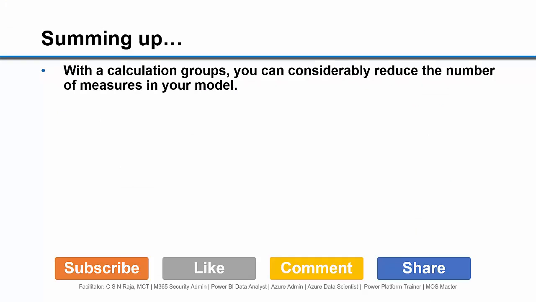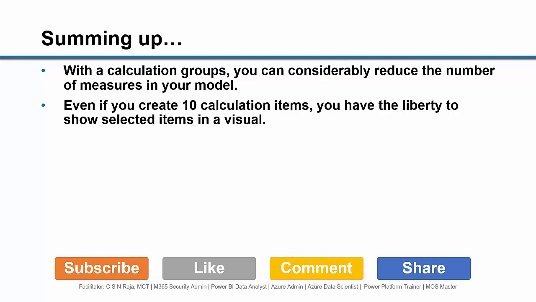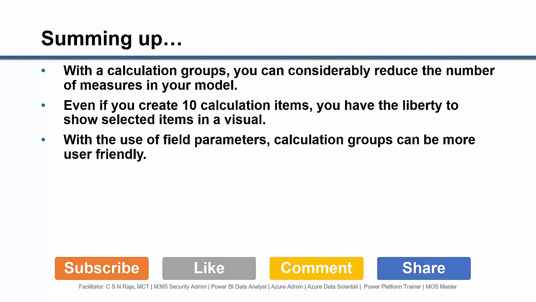With calculation groups, you can considerably reduce the number of measures in your model. Even if you create 10 calculation items, you have the liberty to show selected items in a visual. With the use of field parameters, calculation groups can be more user-friendly.